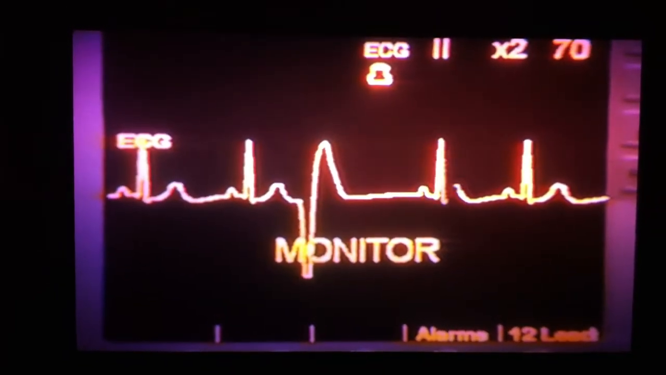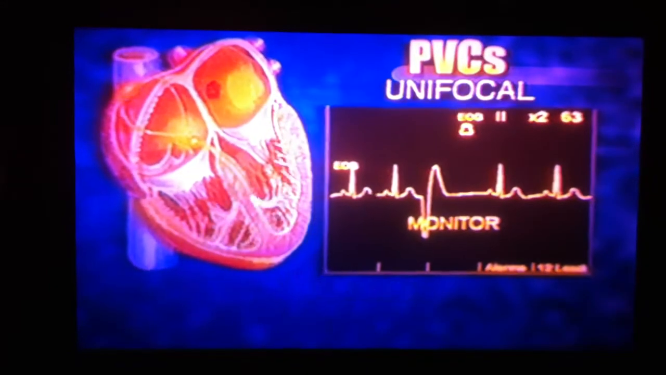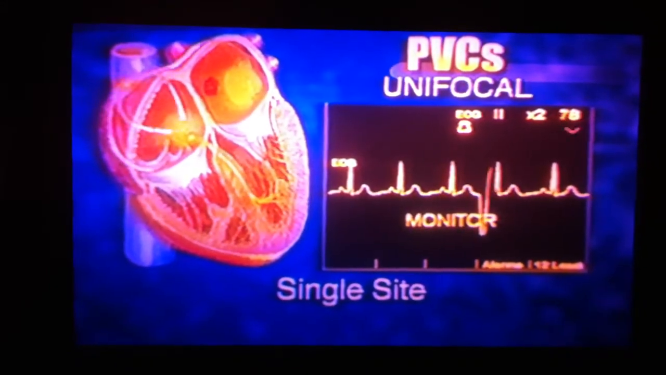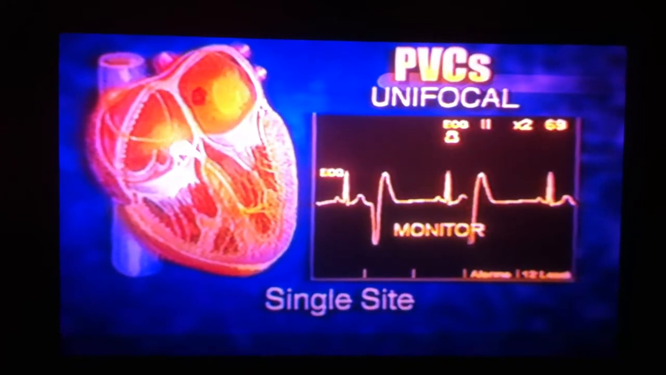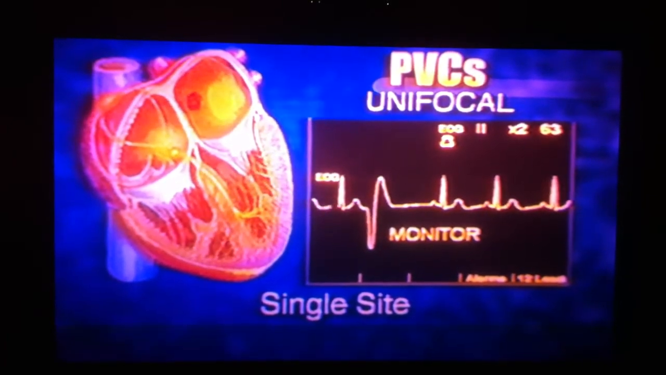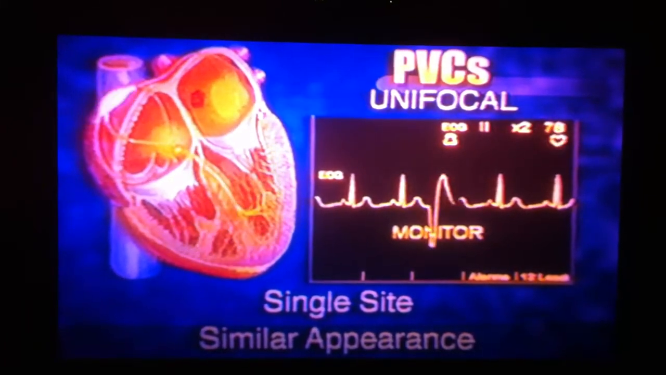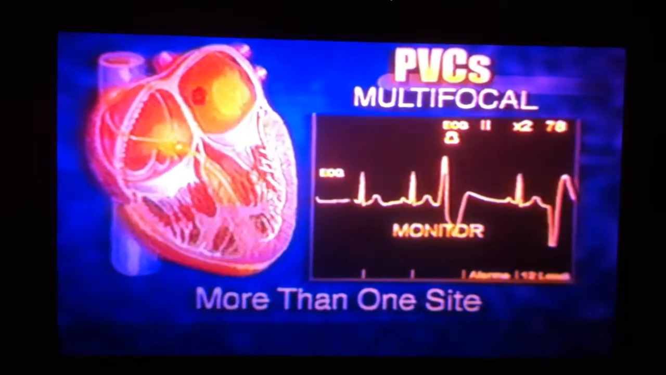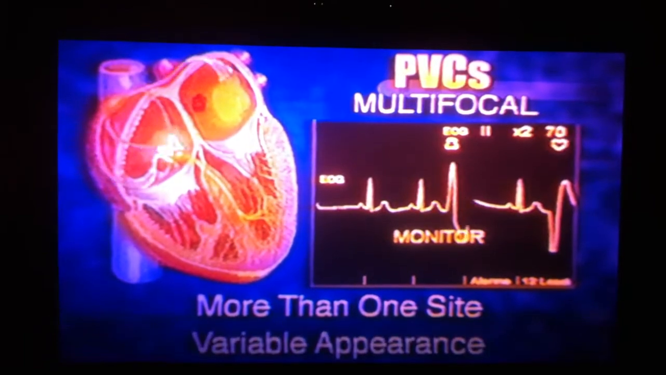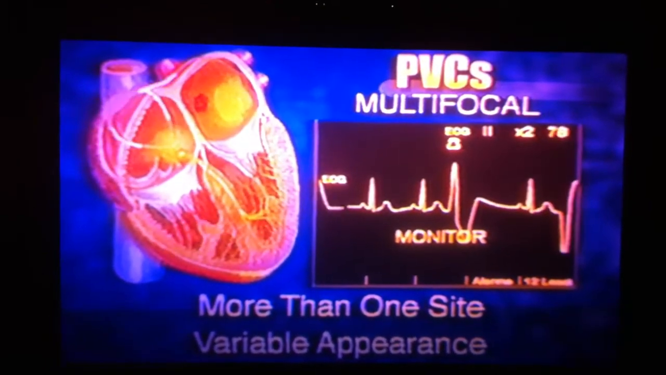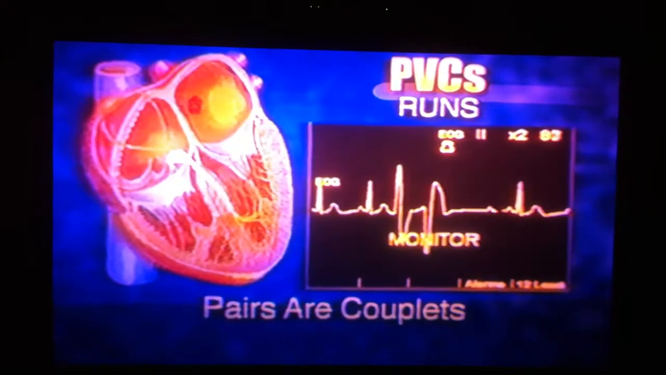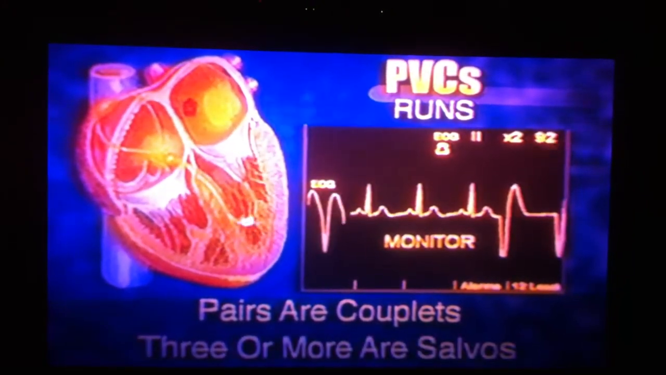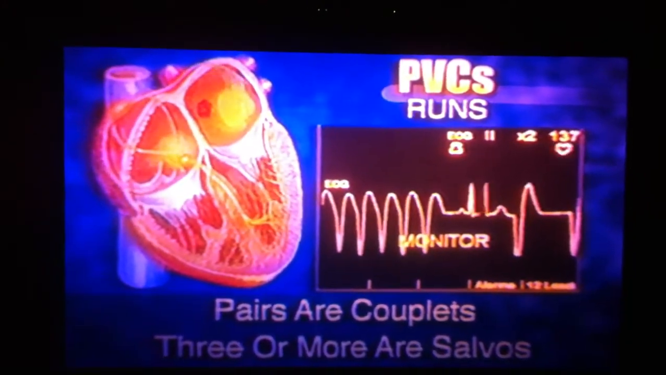Premature ventricular complexes, or PVCs, are easily identified by their wide and bizarre configuration. When PVCs originate from a single site within the ventricles, they will have a similar appearance and are called unifocal. When there is more than one irritable site within the ventricles, PVCs will vary in their appearance and are labeled multifocal. PVCs that appear in pairs are called couplets. A run of 3 or more is called a salvo.